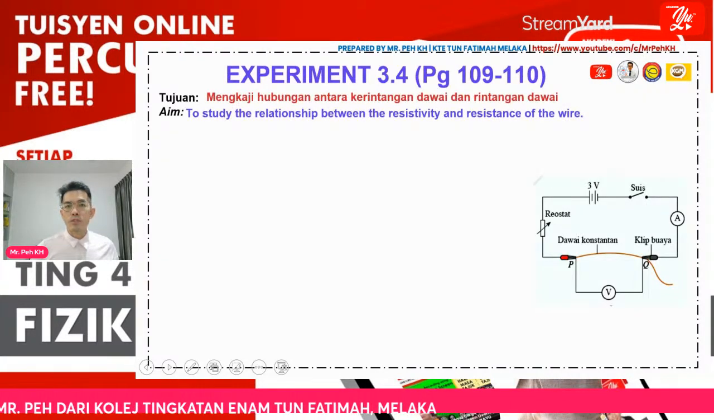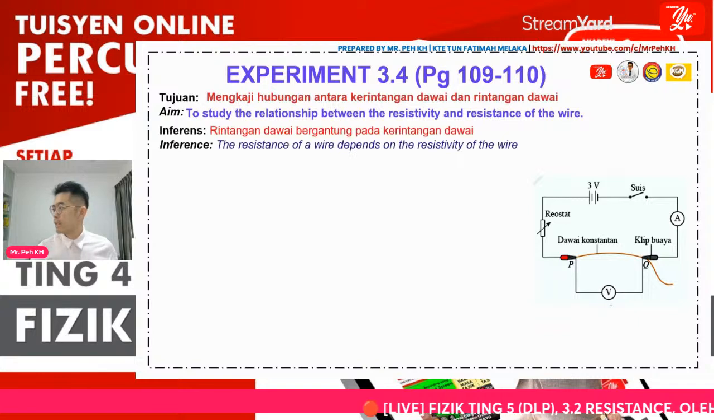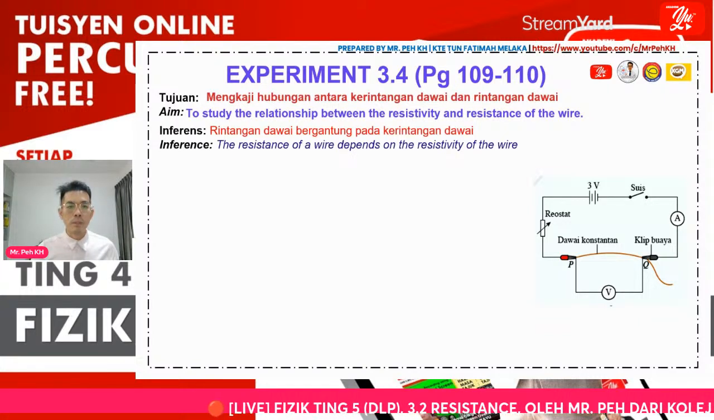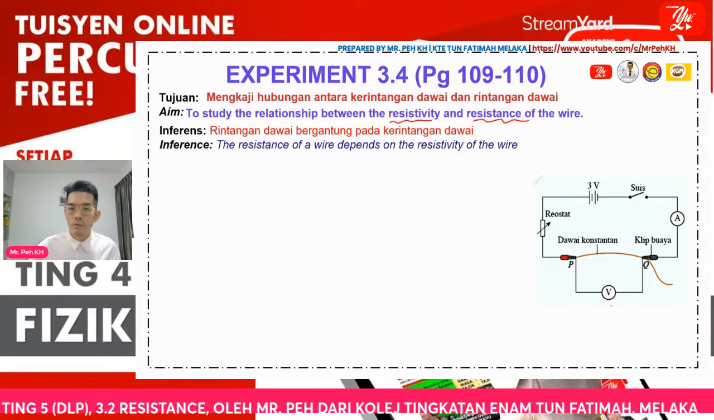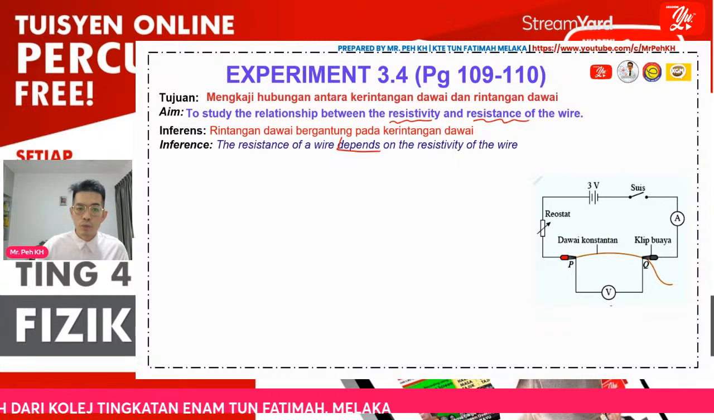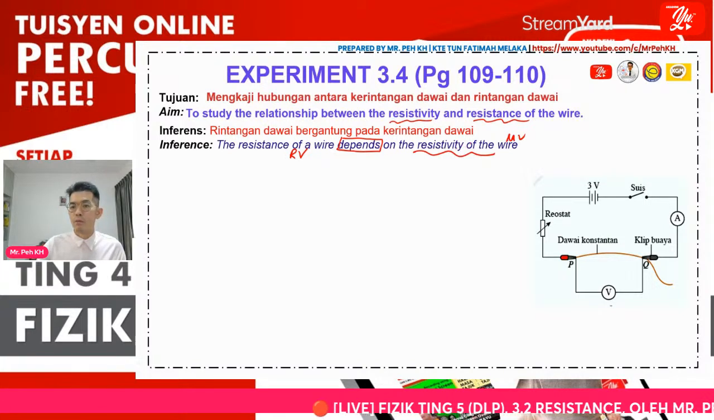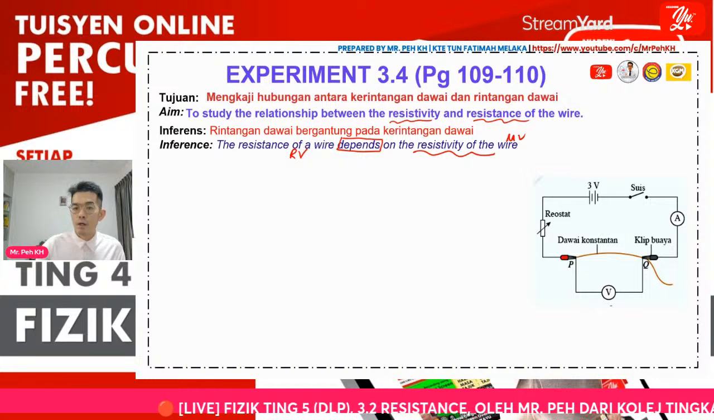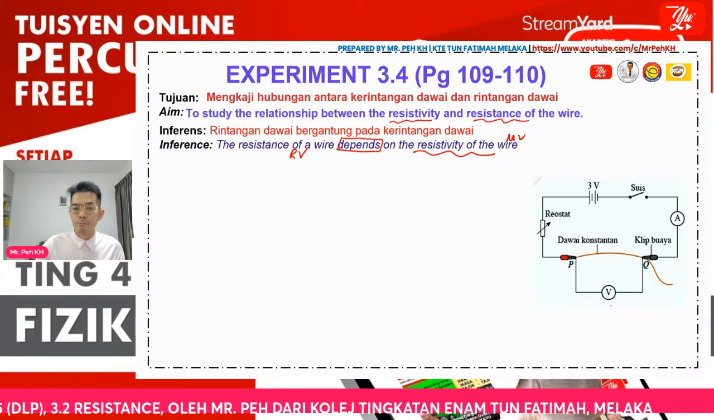Okay, so here we discuss experiment 3.4 at textbook pages 109 to 110. The experiment is to study the resistivity and the resistance of the wire. The inference here, you can use in another method. The resistance of wire, which is R, depends on the manipulated variable, which will be the resistivity of wire. So that means here we're using different types of wire to show the different resistivity of wire.